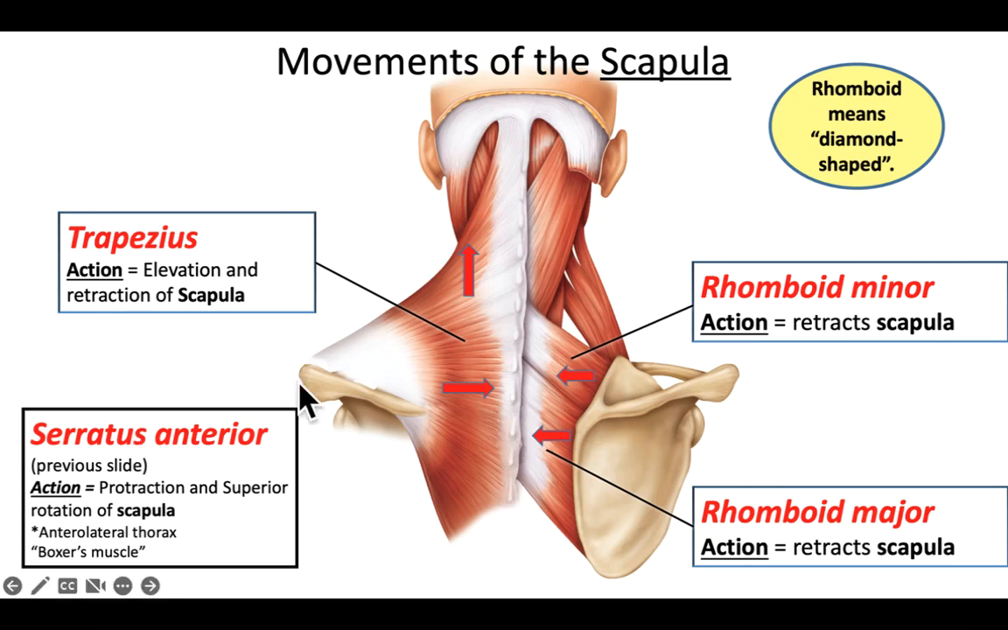All right, so now think about what your scapula can do. We can elevate it, we can move them up. Then when that muscle relaxes, it'll go back down, so depression. We can protract it with the serratus anterior. We can retract it with all three of these, all right, and we can rotate it.